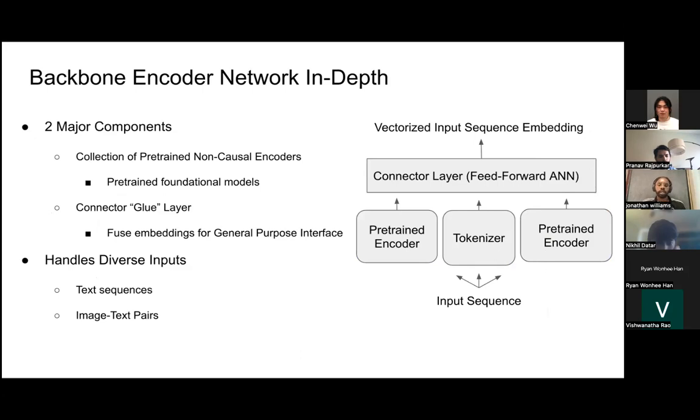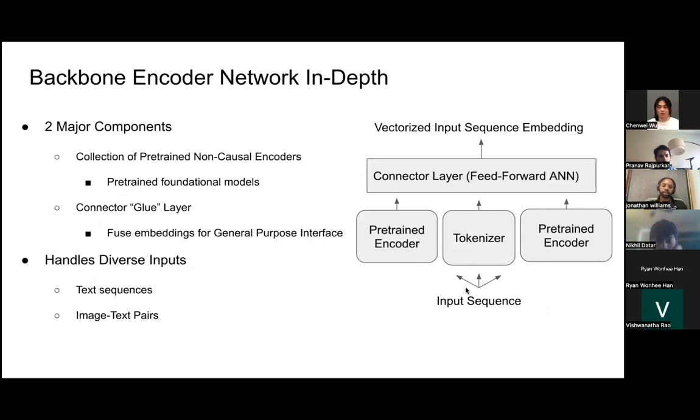So to give you a better understanding of the backbone encoder network, I'll provide an in-depth explanation. It has two major components. It has a collection of pre-trained non-causal encoders. It has a connector glue layer.